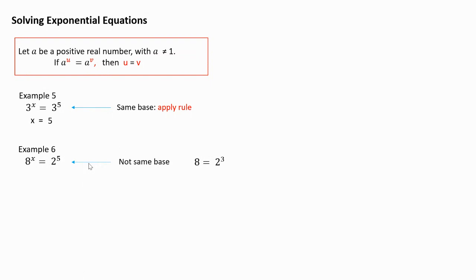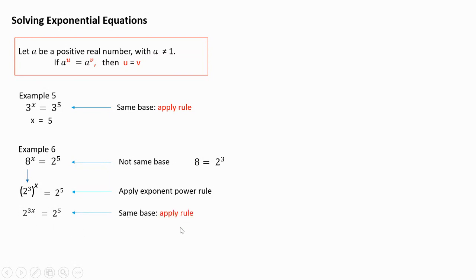So here we have to know that 8 is 2 cubed. I want to match the bases to apply the rule. So then, my 8 is the same thing as 2 cubed. And then we bring down the exponent. So now we apply the power rule. Remember, the power rule means a base raised to a power to another power, we multiply the powers. So it's going to be 2 to the 3x equals 2 to the 5th power. Now we have the same base. Now we can apply the rule.